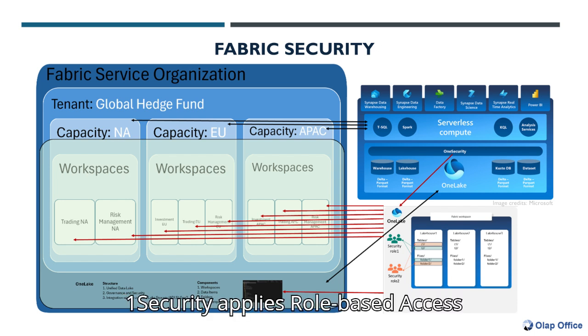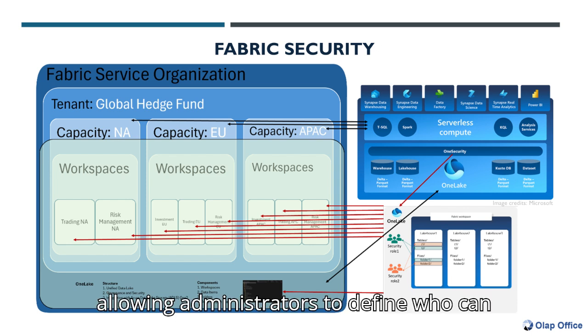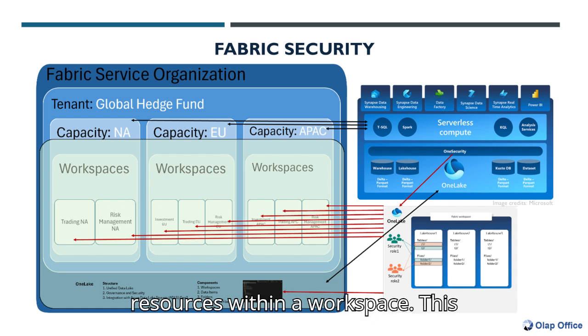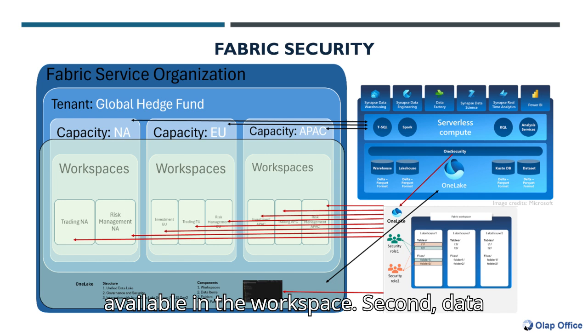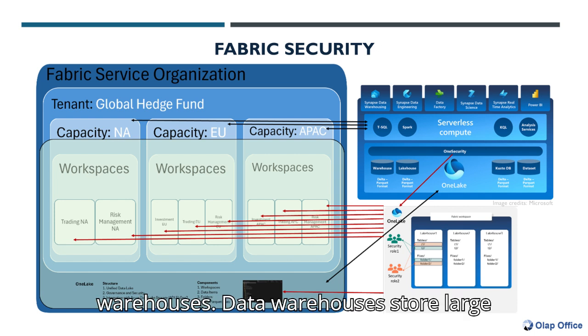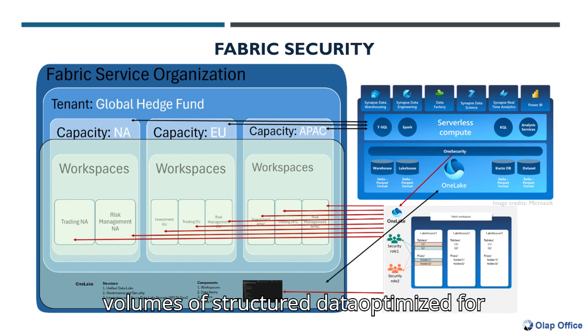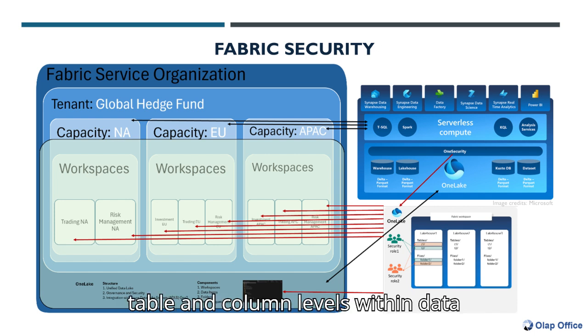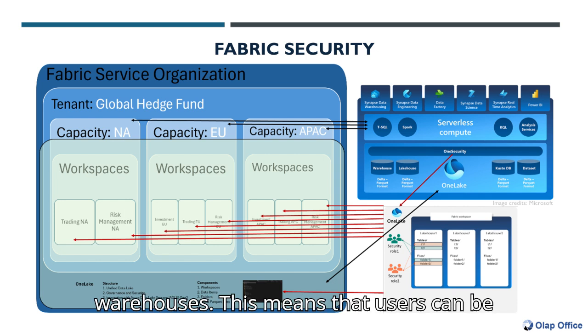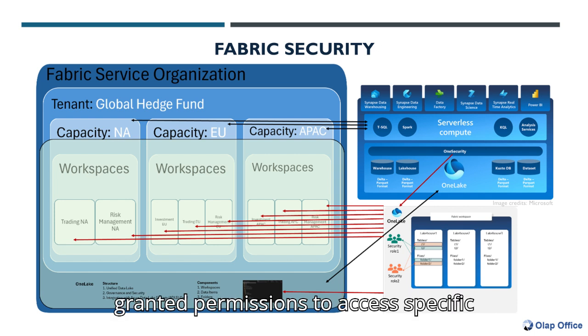OneSecurity applies role-based access control, RBAC, to workspaces, allowing administrators to define who can access, modify, or manage the resources within a workspace. This ensures that only authorized personnel can interact with the data and tools available in the workspace. Second, data warehouses. Data warehouses store large volumes of structured data, optimized for query performance and reporting. OneSecurity enforces access controls at the table and column levels within data warehouses. This means that users can be granted permissions to access specific tables or even specific columns within a table, ensuring fine-grained control over sensitive data.